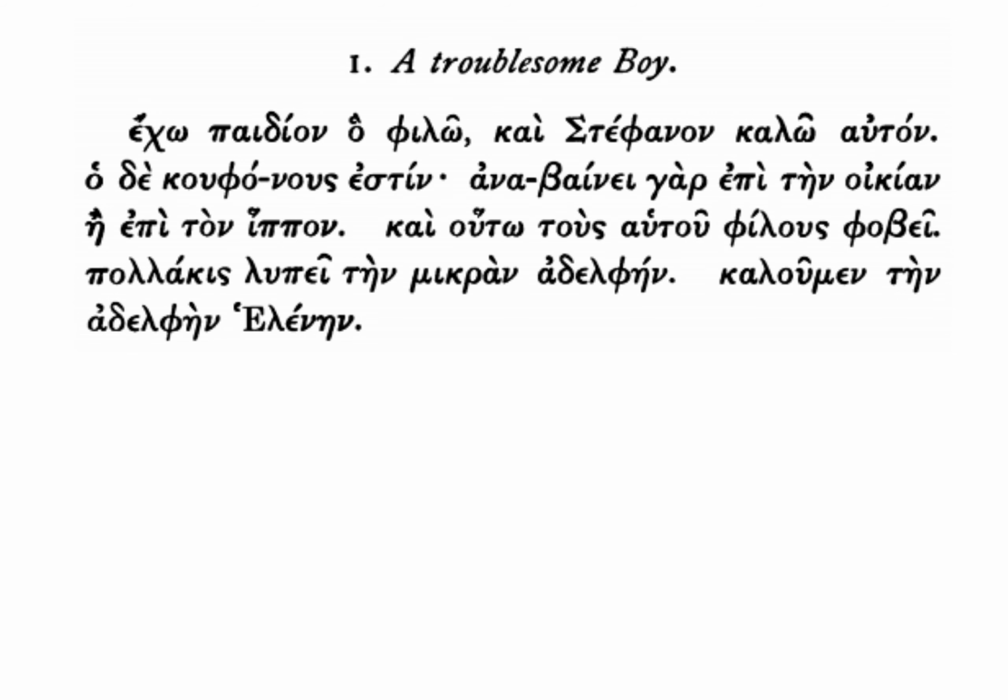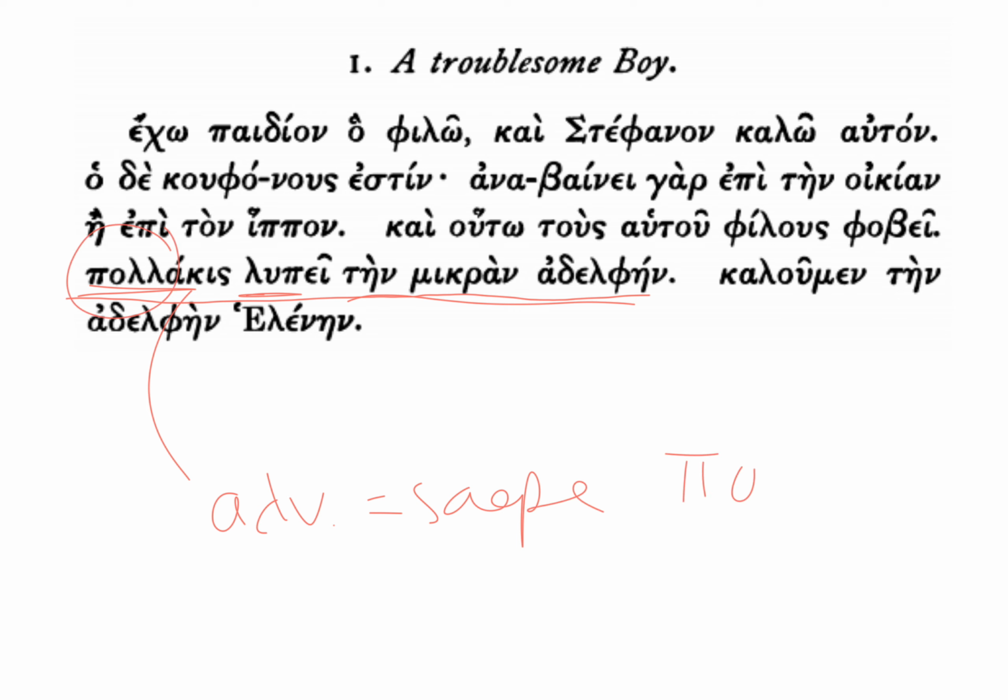We go on to the next sentence. Pollakis lupei tēn mikran adelphēn. Often he causes sorrow, or he irritates his little sister, tēn mikran adelphēn. This sentence has 5 words and 3 distinct ideas. Pollakis is an adverb, many times or often, Latin saepe. The poll portion of pollakis is related to the adjective polus, meaning many. This is pollakis, that is many times, with the temporal kis suffix. Many times or often, he causes grief, lupei.